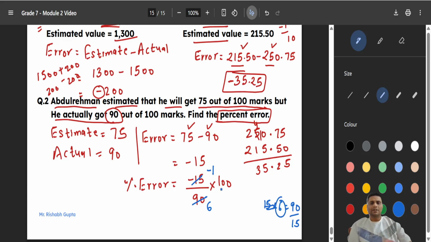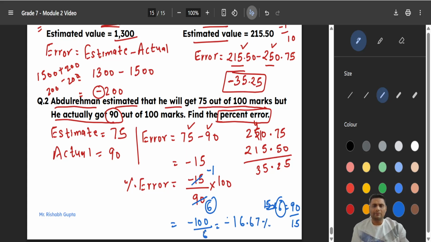Okay. Now finally, what do we have? 100 times minus 1, minus 100, divided by 6 here. When you do the division, you will get the answer, 16.67%. Okay, I have shown you how to do division in several examples, so now I think you can do it by yourself. Module 2 is over after this question.